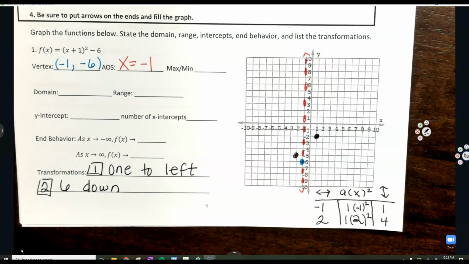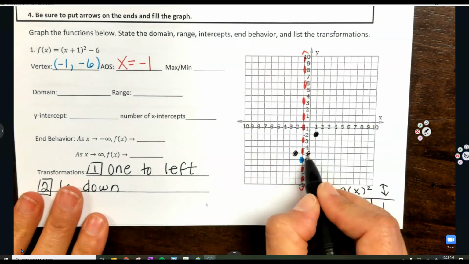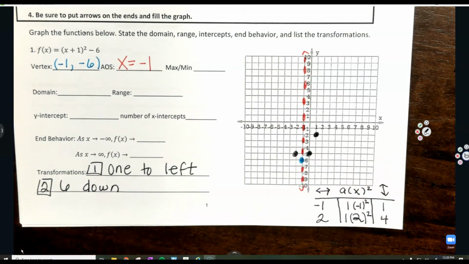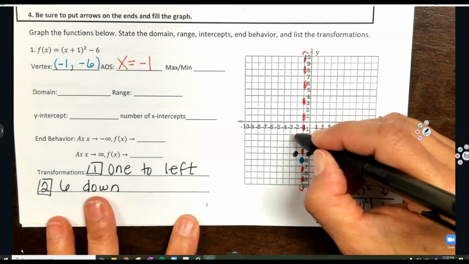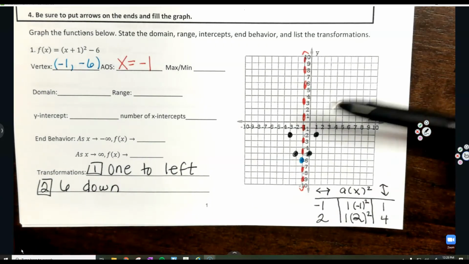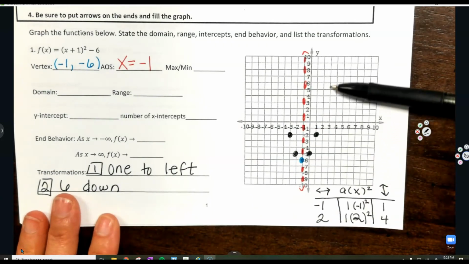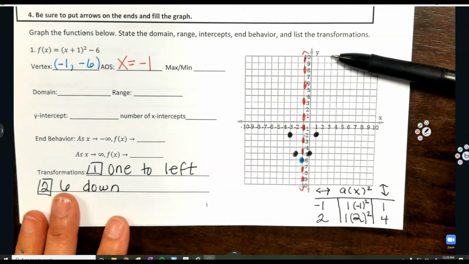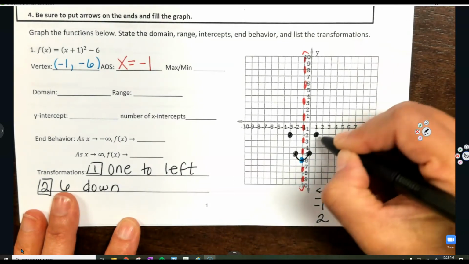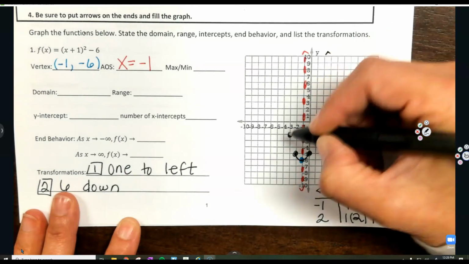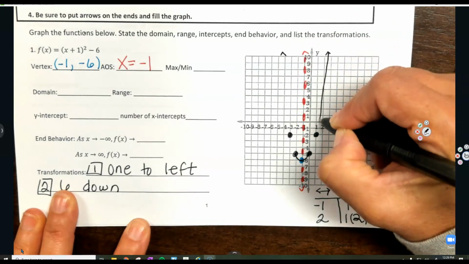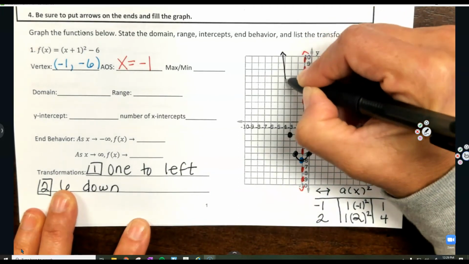Now just use your symmetry. Oh, we got a y-intercept there. Don't forget, that's your y-intercept for that blank over there to the left. And remember, y'all, you got to draw this graph all the way to the top. So do the best that you can. Draw your U. And then I'm just going to kind of do the best I can.